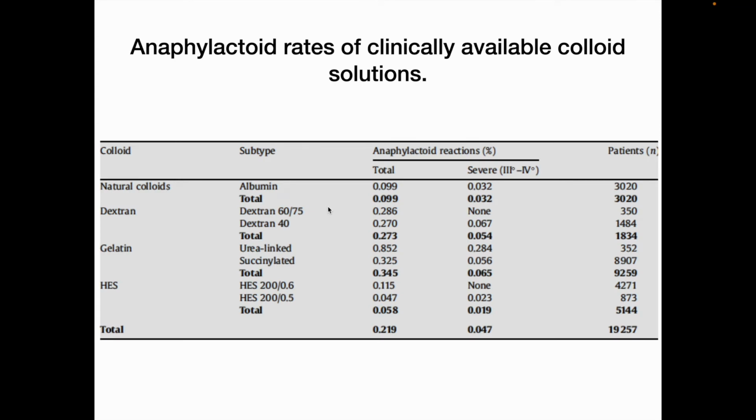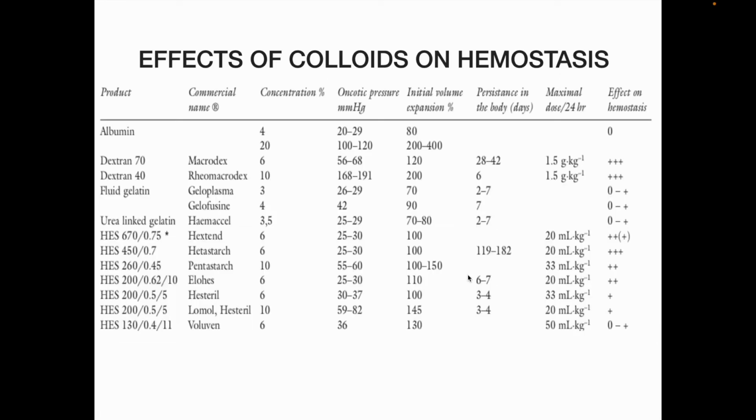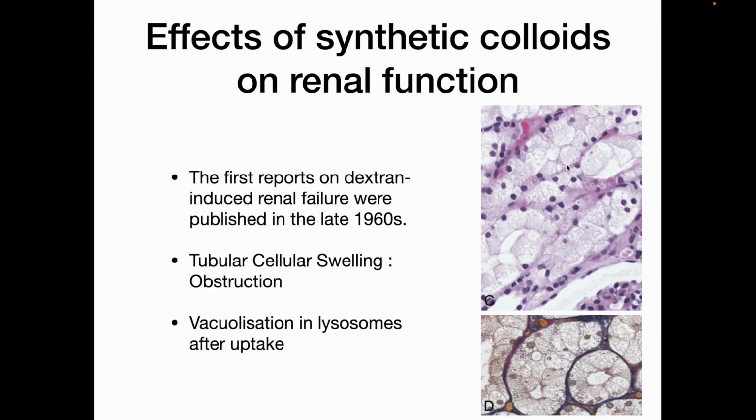So if you look at the anaphylactic reactions, as we have seen, the highest is with gelatin. And the next effect, the most common side effect with the colloids, is the hemostatic effect. If you look closely, the hemostatic effect with albumin is negligible, and with HES 0.4 is negligible. Other dextrans, gelatins, and HES above 0.4 have quite significant hemostatic effects.